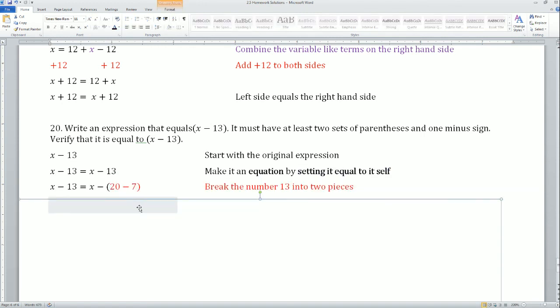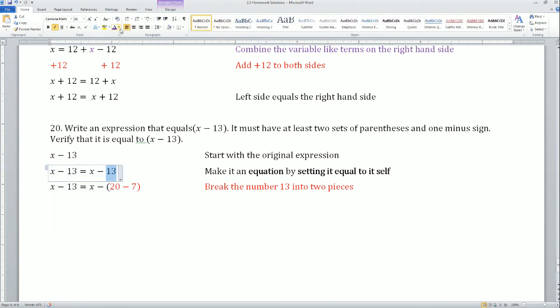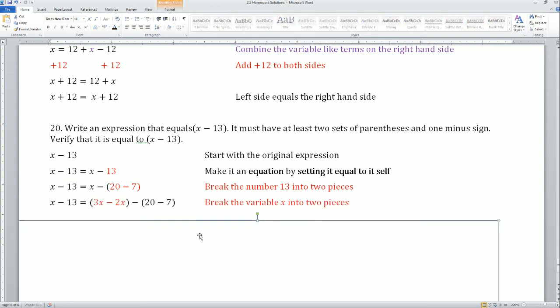That is positively true. I want to break down that -13. How do I make a -13? Do you see how 13 is going to be broken down into 20 minus 7? Okay? You could also do like 21 minus 8. Doesn't matter. Okay? Alright. Good.